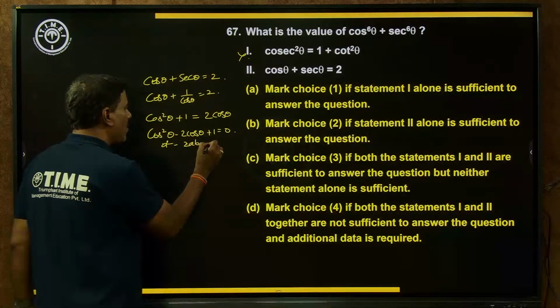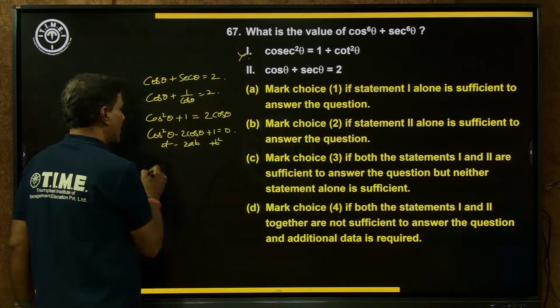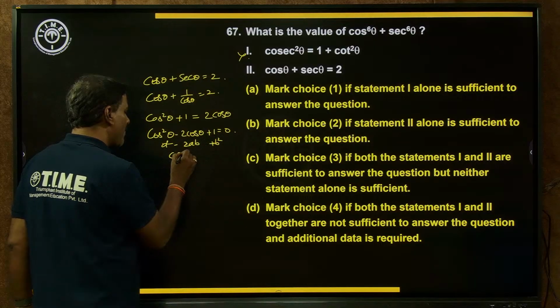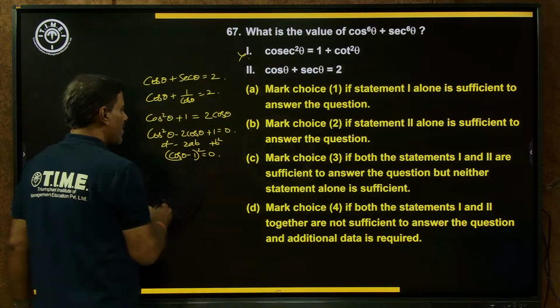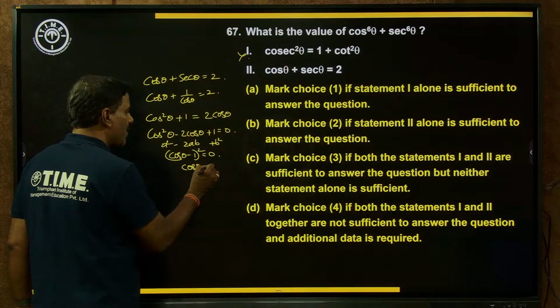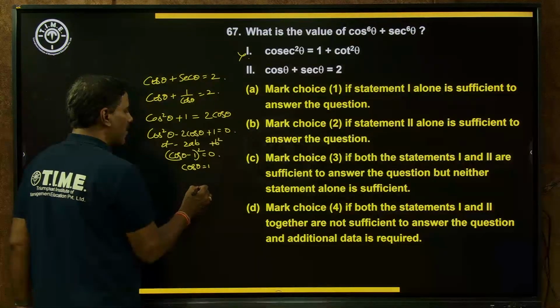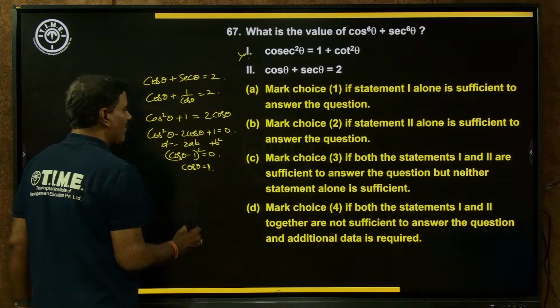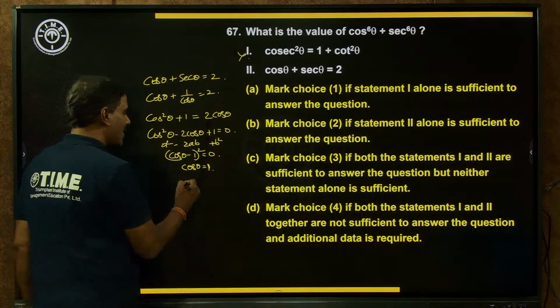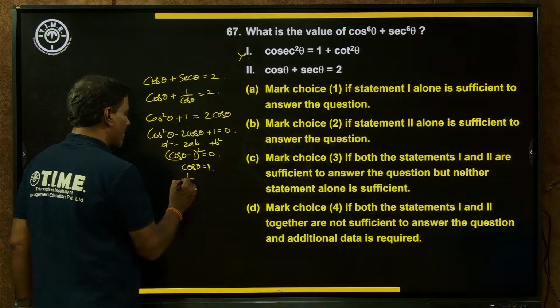Where a is cos theta, b is 1. So this is in the form of a minus b whole square is equal to 0. Right? If we have a minus b whole square equal to 0, a minus b should be equal to 0. So in other words, cos theta minus 1 should be 0, or cos theta should be equal to 1. So when we have cos theta as 1, definitely secant theta will become 1 by cos theta. That is also 1.